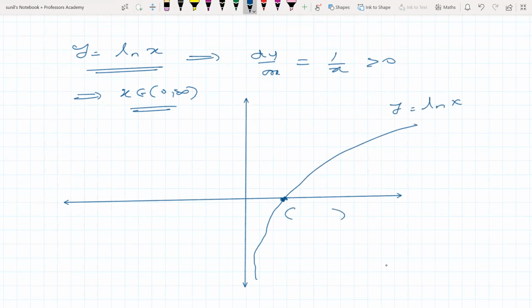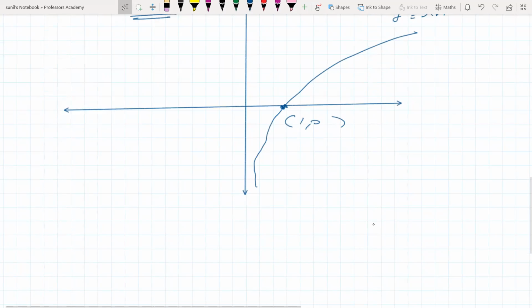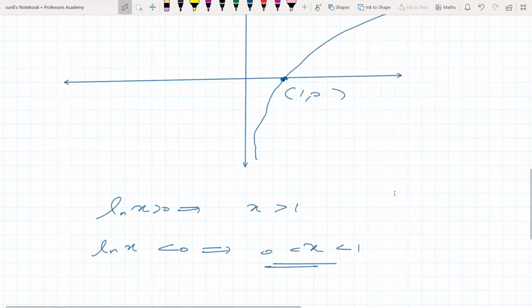As you know, the log value becomes 0 whenever x equals 1. So this graph will intersect the x-axis at 1, 0. I wrote it in the reverse way, so we will have to write it 1, 0. So at x equal to 1, from the graph you can see that whenever x is greater than 1, only then ln x becomes positive. So ln x is negative means that x lies between 0 and 1. This also you will get from there.